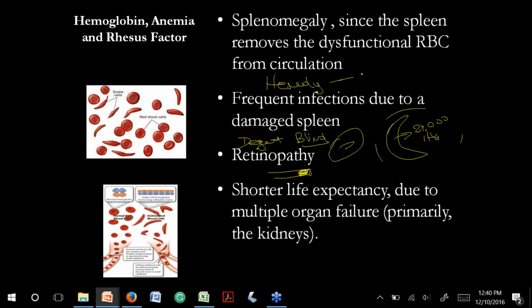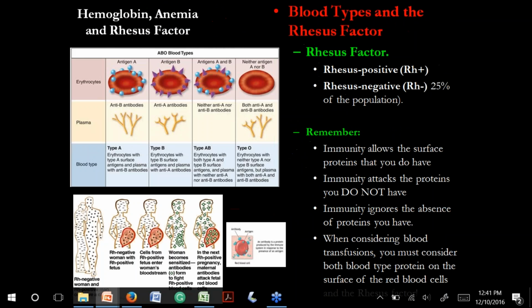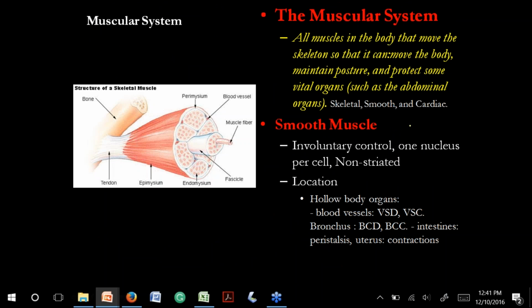We talked about malaria. We talked about sickle cell. Those are the ones most likely to happen. Hemorrhagic anemia is just a lot of blood lost. It can be inside or outside. We already talked about that. Internal hemorrhage is what we call bleeding in the abdominal cavity. External hemorrhage is going to be outside.